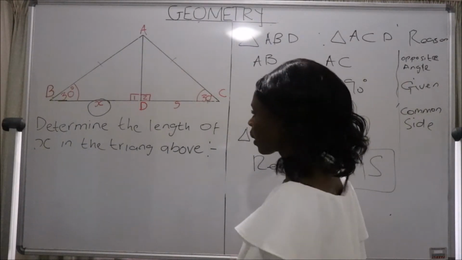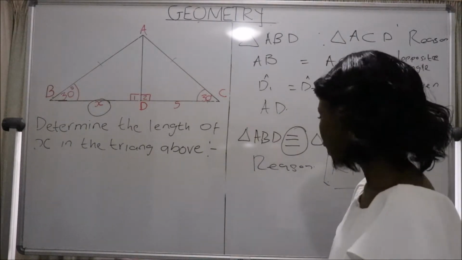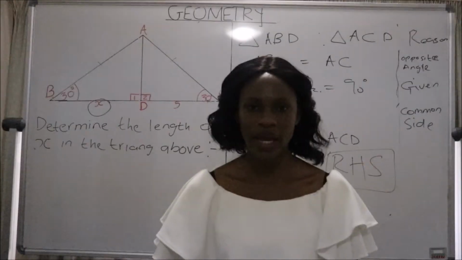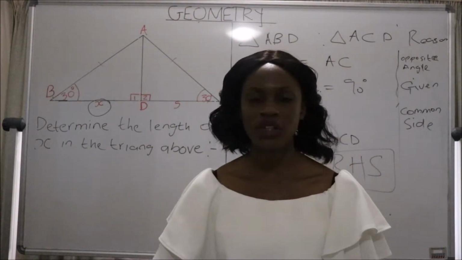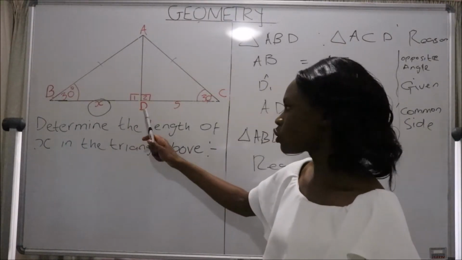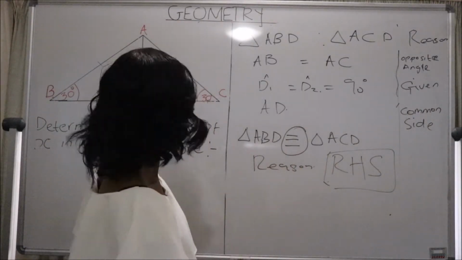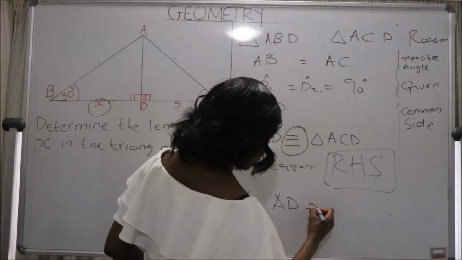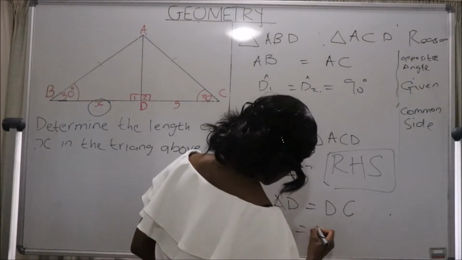To determine the value of x in this case, we have proved that these two triangles are congruent to each other with the reason of right angle hypotenuse side. That means that every length in these two triangles is equal. So the length of BD and the length of BC are proportional to each other. So the value of x, which is BD, should also be the same as the length of DC. Therefore AD should always be equal to the length of DC. That means that x is equal to 5.